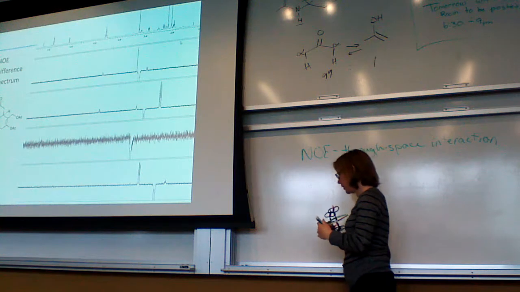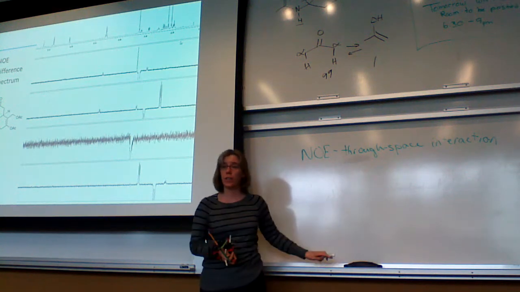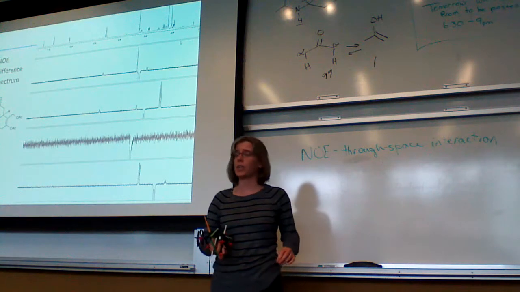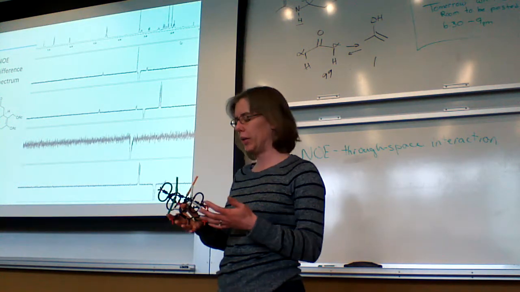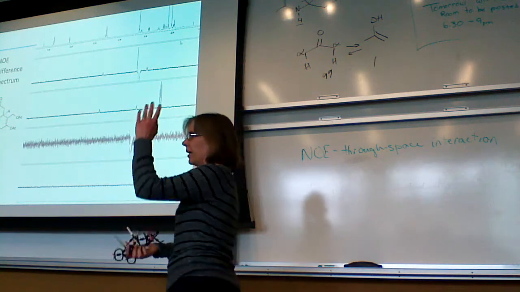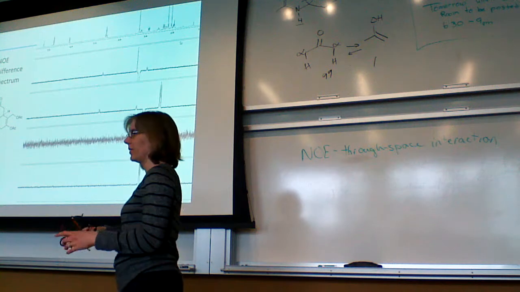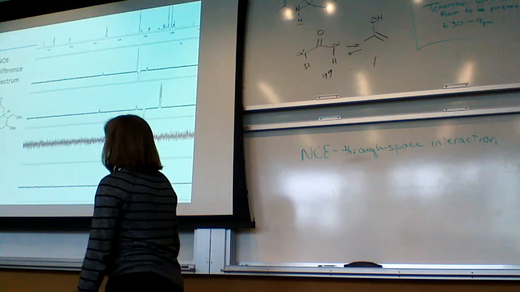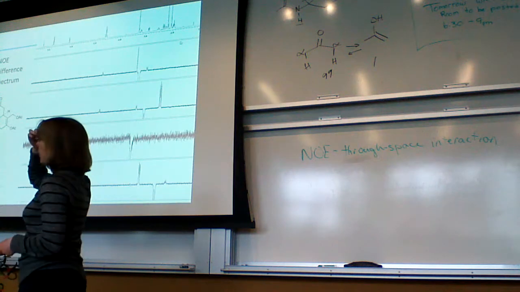This can be done in a couple ways. We'll talk about the NOE difference spectrum first, and then probably later this week we'll talk about the 2D version of this, which gives you the same amount of information. It's just run in a 2D format, and you get all of the signals. With an NOE difference spectrum, you choose the peak you want to irradiate.